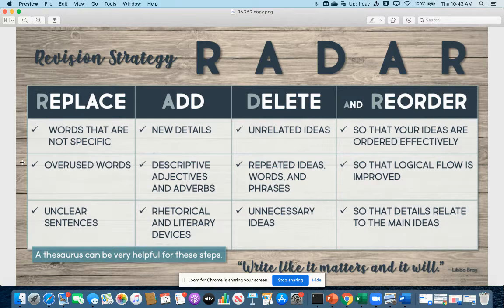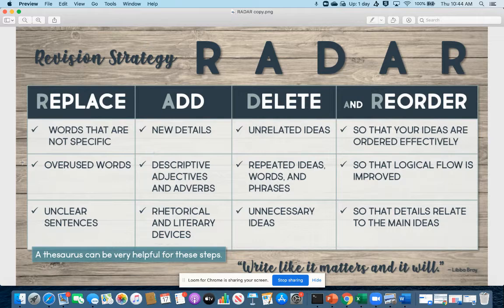This is just a very deliberate way of editing your work. It works for all sorts of writing, whether it's nonfiction, persuasion, poetry, narrative. It's always a good idea to revise your work before publishing or submitting. So let's take a look at each one of these categories. It would be my suggestion that when you go to radar your work, you would work left to right through these columns one at a time.